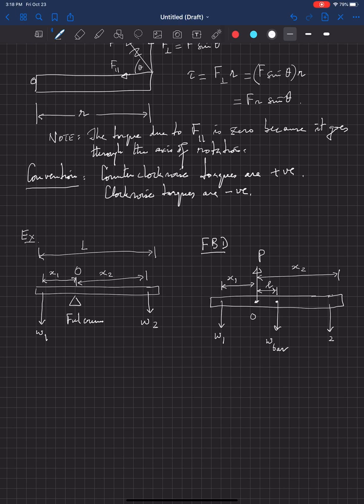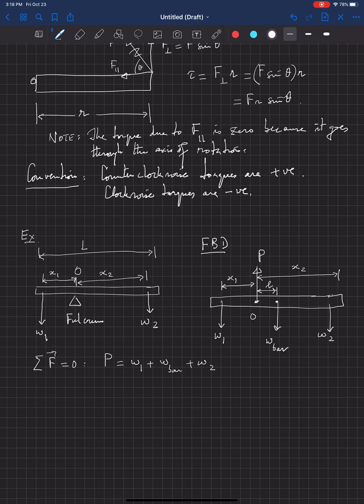So first, let's write down the first condition of equilibrium. That is, the sum of all the forces equals 0. All right. So, well, we have P acting upwards. W1 is acting downwards. W bar is acting downwards. W2, this is W2, is acting downwards. All right, so that's your first condition of equilibrium.